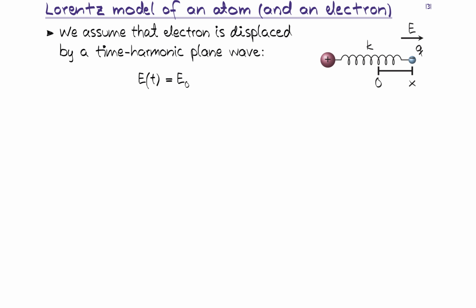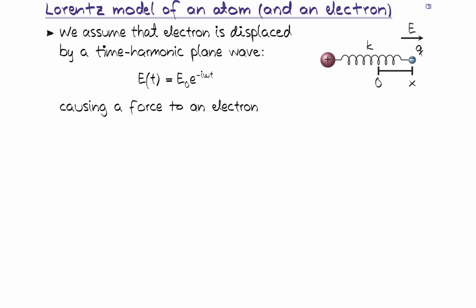Since we assume that this is a time harmonic plane wave, the E field will be of the form of the field amplitude E0 times the exponent i omega t. We don't really need to be thinking about the spatial dependence of the field, the wavelength of incident light. We are speaking of optical wavelengths, and the electron will be moving only on the order of a few angstroms, so we don't really need to worry about the field amplitude changing, and we don't need to deal with propagation effects here.